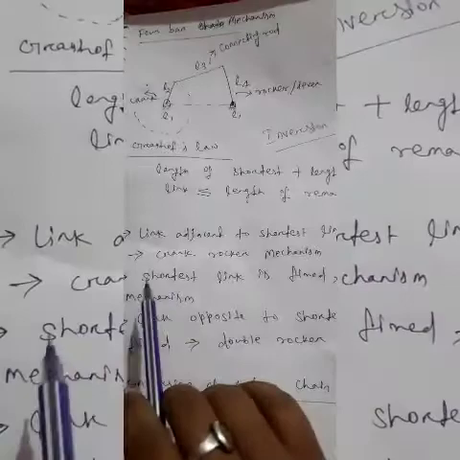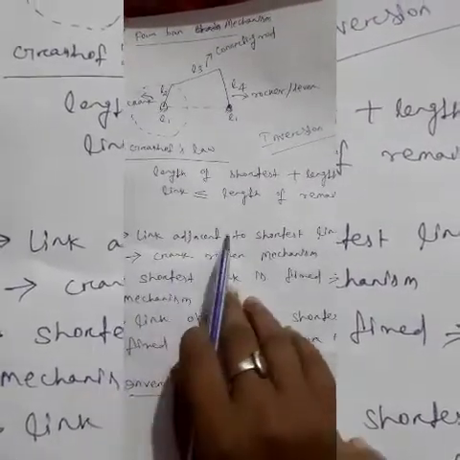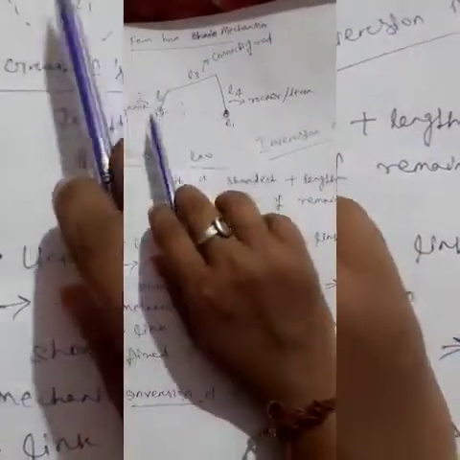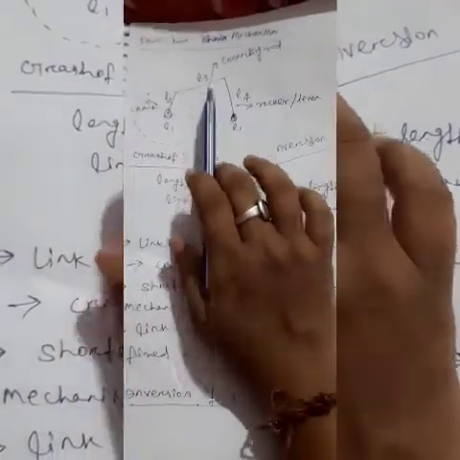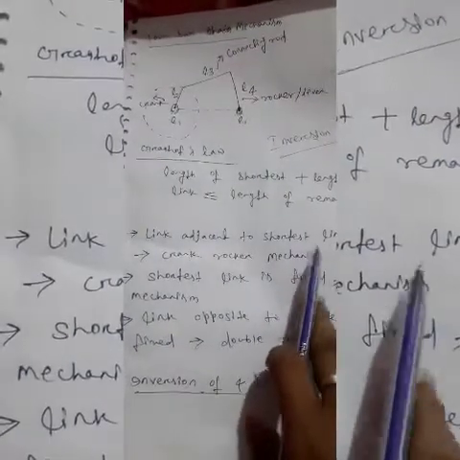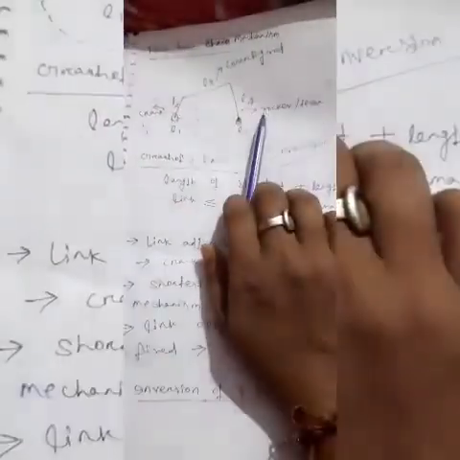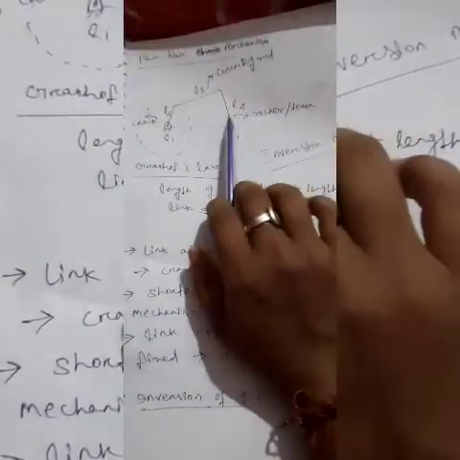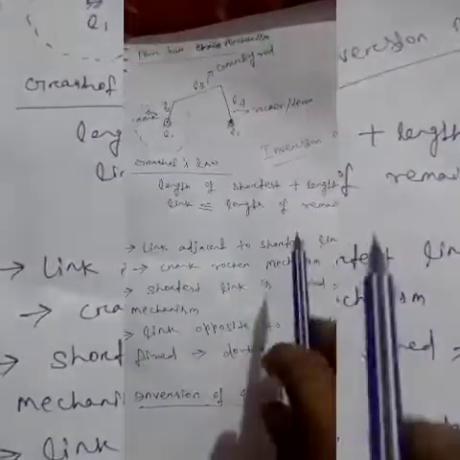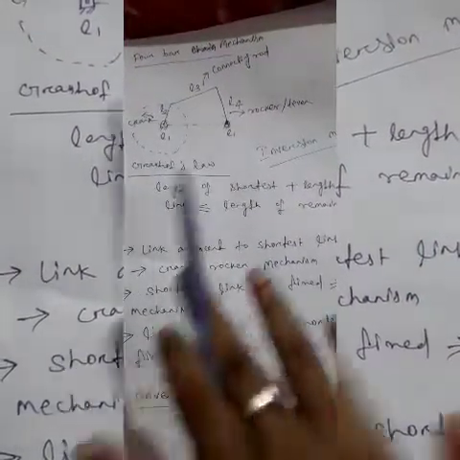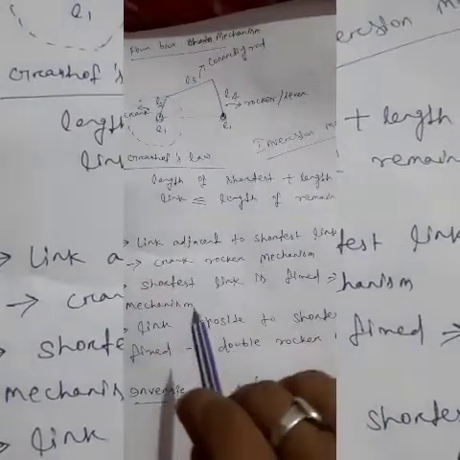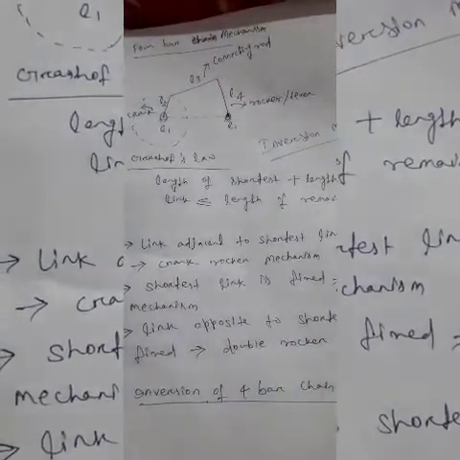If the shortest link is fixed, then we call it a double crank mechanism. Here, if we fix the shortest link, then the other two links will have 360 degree rotation. In that case, it is known as double crank mechanism. And if the link opposite to the shortest link is fixed, then none of the links will have 360 degree rotation. So it will be a double rocker mechanism.